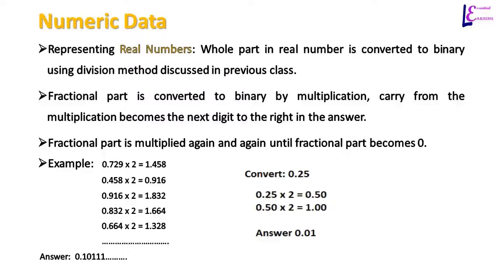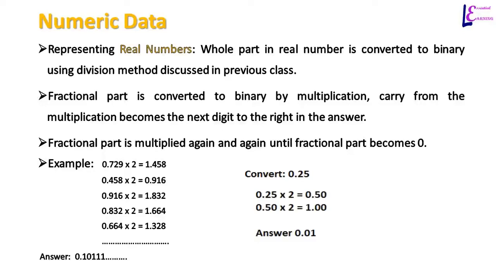For whole numbers, we employed the division method for conversion to binary. A real number has two parts: the whole part to the left of the dot and the fractional part to the right of the dot. The fractional part is converted to binary with multiplication by 2. The whole part is converted with the same division method discussed in earlier lectures. The fractional part is multiplied again and again, and the carry to the left of the dot is the next digit to the right in the result.